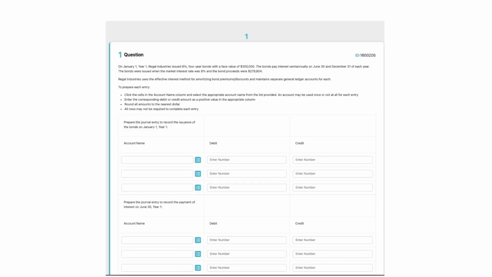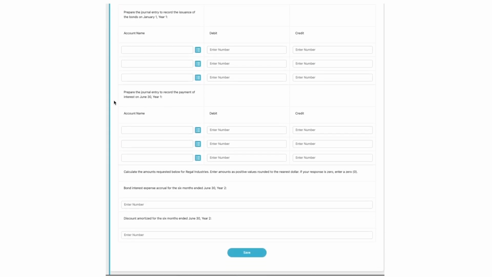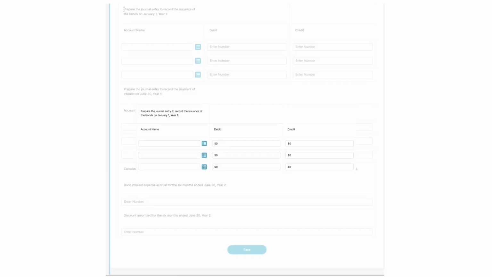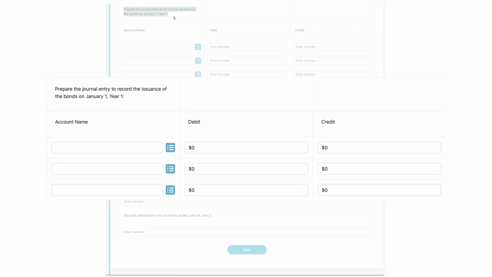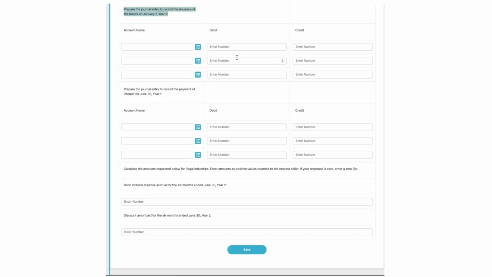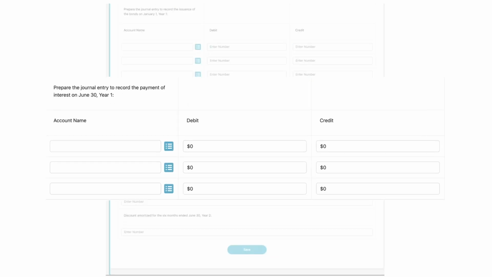The first thing we do with any task-based simulation is we first want to see what the answer options look like. That way we can filter the information that we are looking for. We see that we have to make the initial journal entry for the bond. So we'll have the debit cash, credit to bonds payable, and then a debit to a discount or a credit to a premium. So we see that we have this drop-down list of accounts, but all of the numbers are fill in the blank.